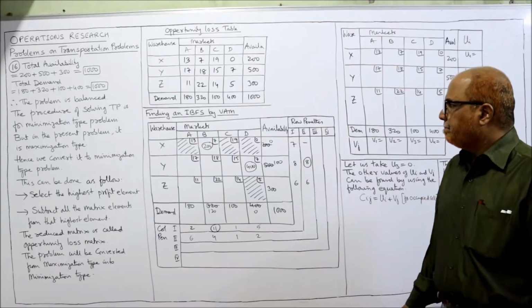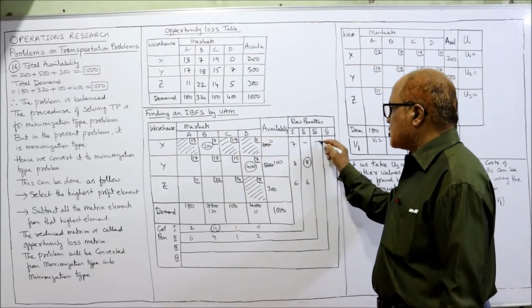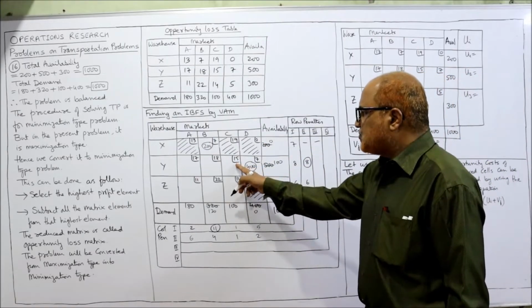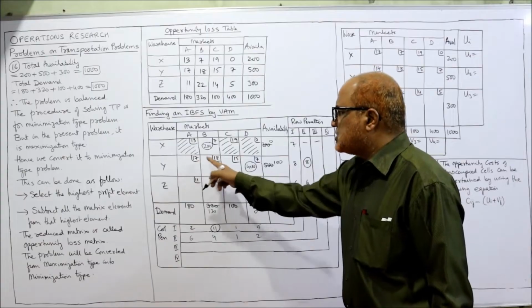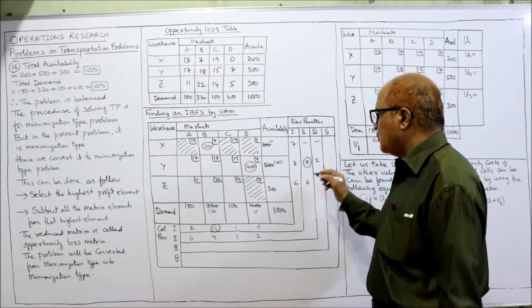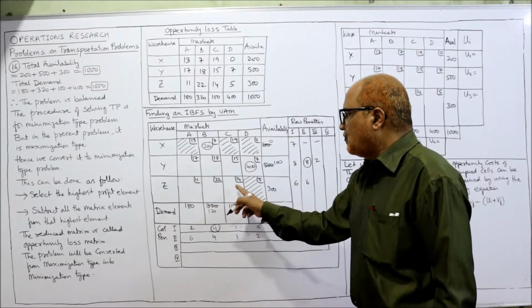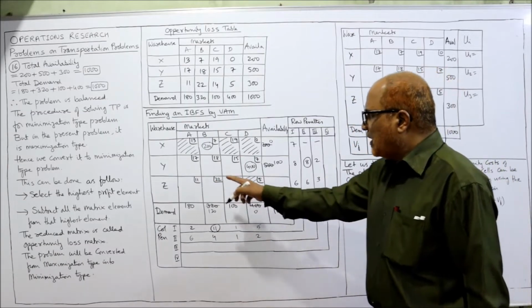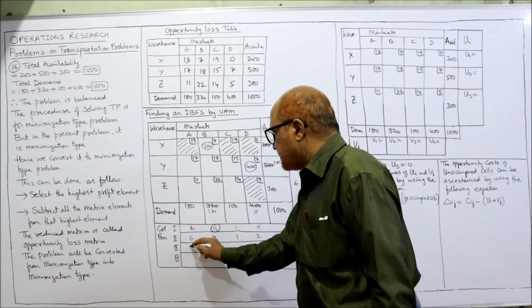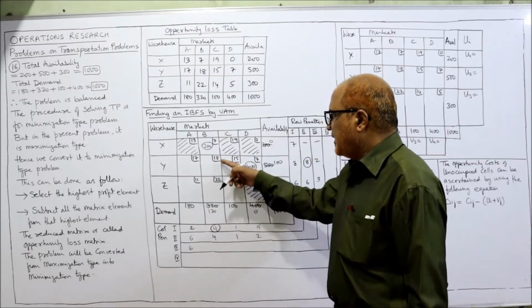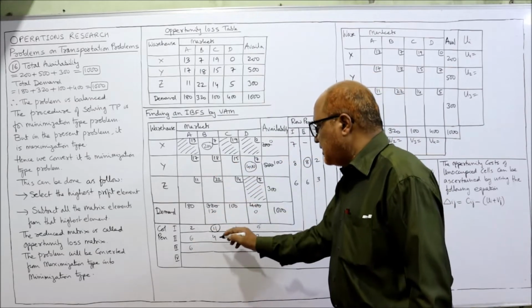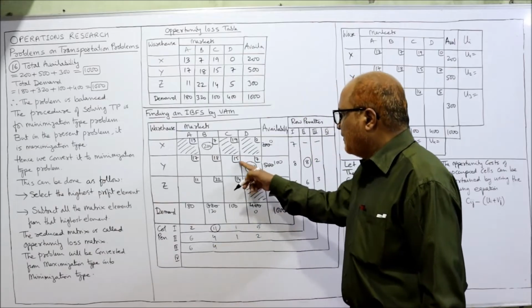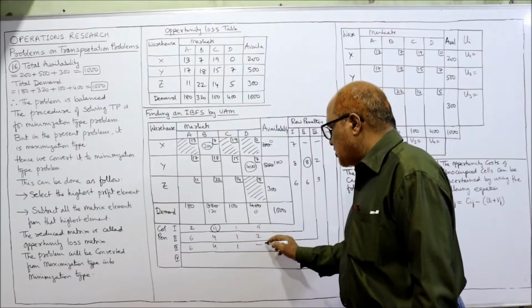Third penalty. First row dash. Second row minimum is 15. Next minimum 17. So 17 minus 15, 2. Here 11 to 14. So 14 minus 11 is 3. Column wise 17 minus 11, 6. Then here 22 minus 18, 4. Here 15 minus 14, 1, dash.